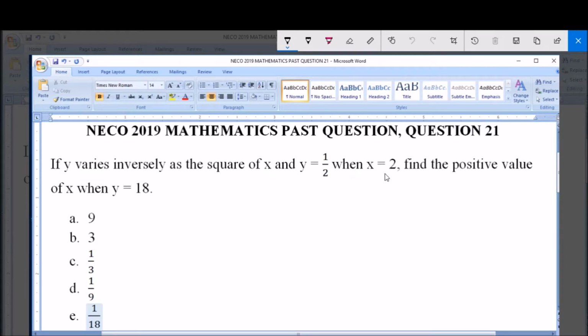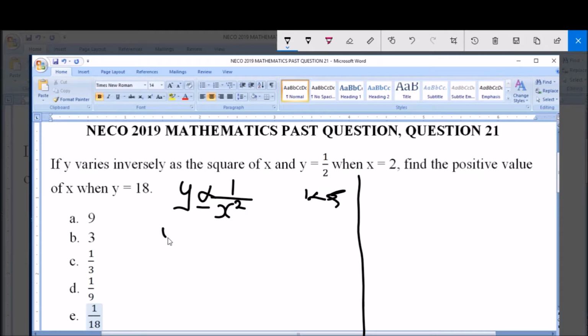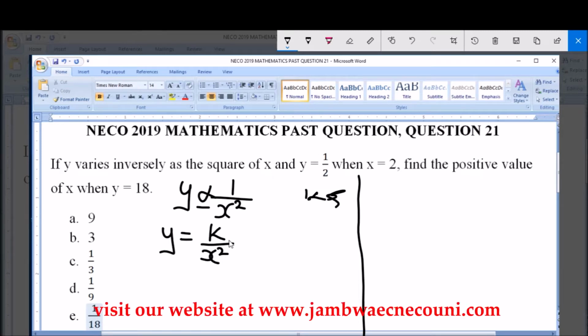So we are given a question under variation, and it says if y varies inversely as the square of x, that is, y varies inversely as x square. Now removing this proportionality sign, we introduce our constant. Let the constant be k. Introducing this constant, we have that y is equal to k over x square. Now this k is the constant.